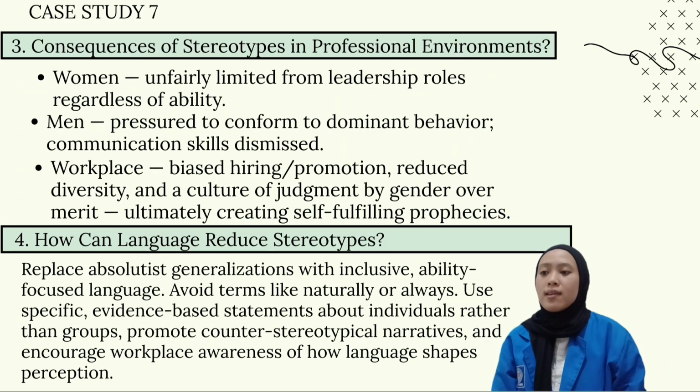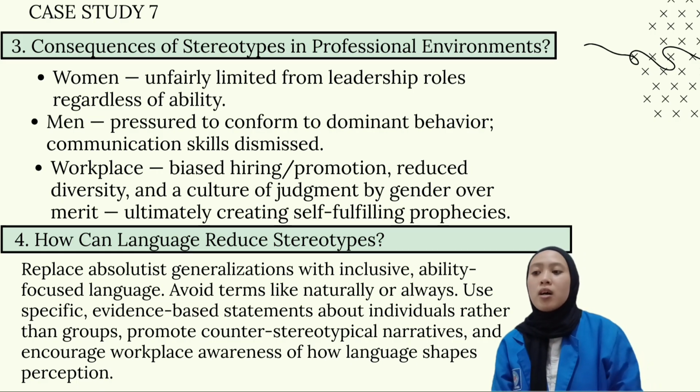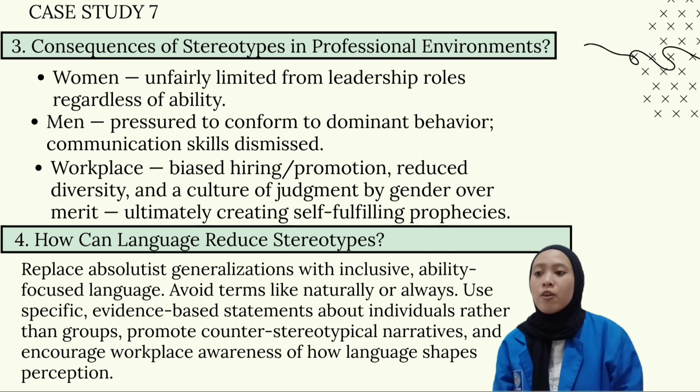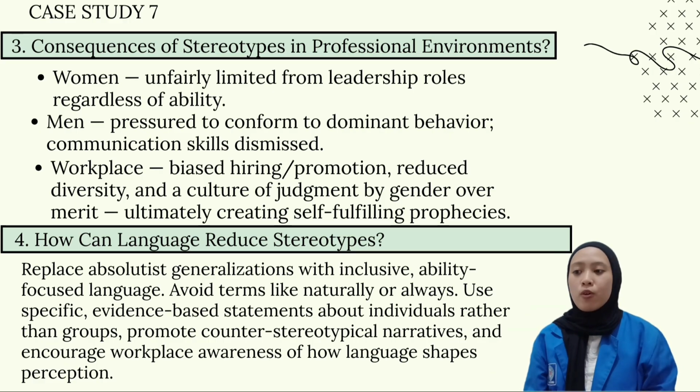The third question is consequences of stereotypes in professional environments. The answer is, women are unfairly limited from leadership roles regardless of ability. And the second one is men are pressured to conform to dominant behavior, and communication skills are dismissed. And the last is workplace bias in hiring and promotion, reduced diversity, and a culture of judgment by gender over merit, ultimately creating self-fulfilling prophecies. Question number 4 is, how can language reduce stereotypes?